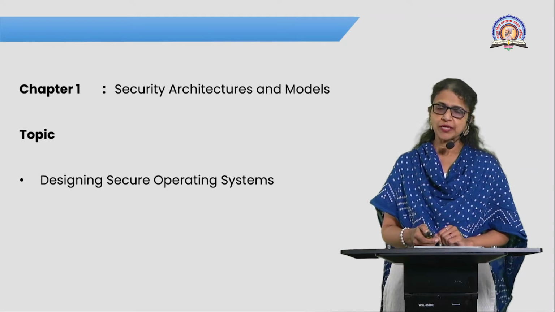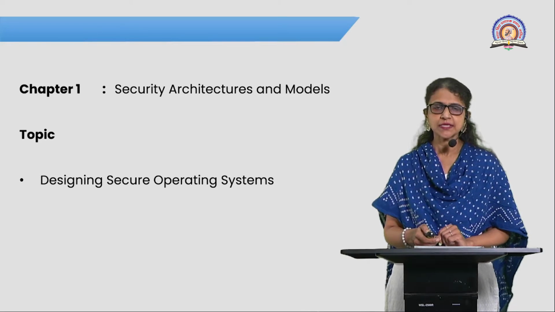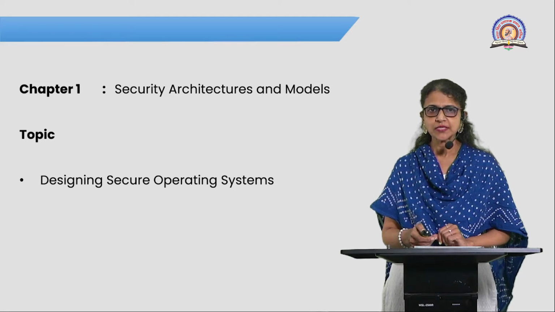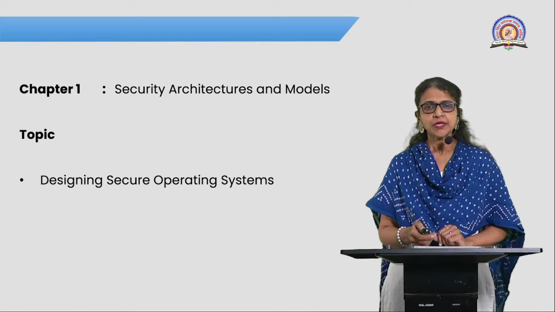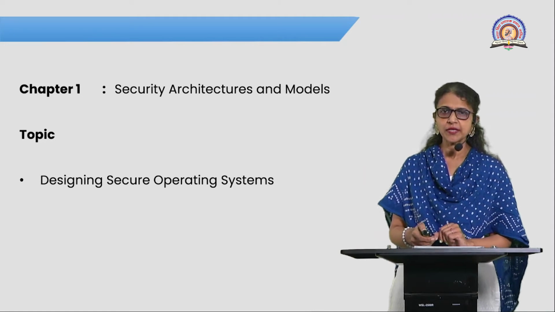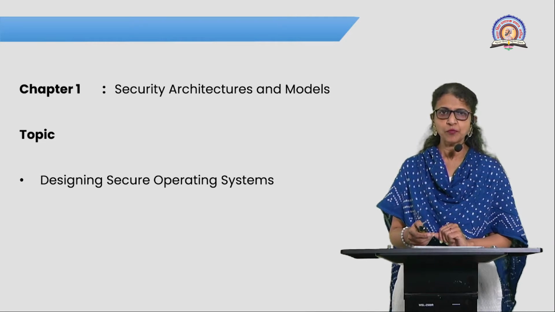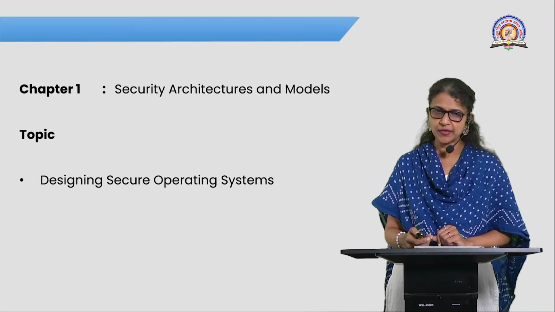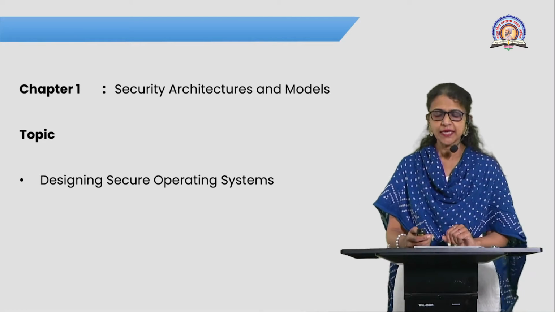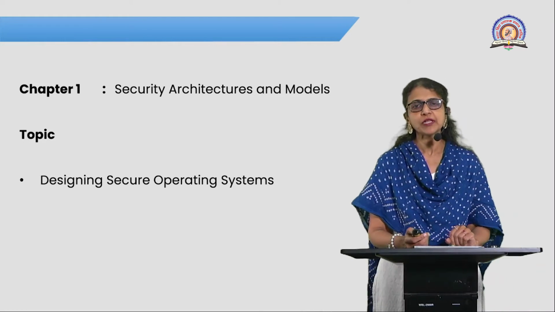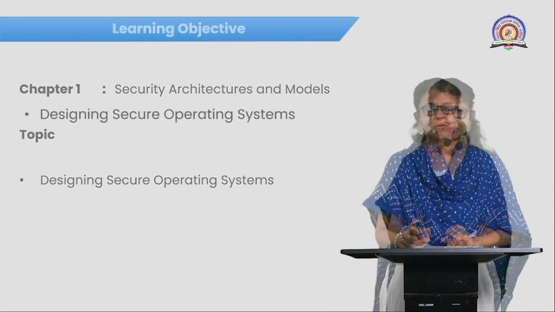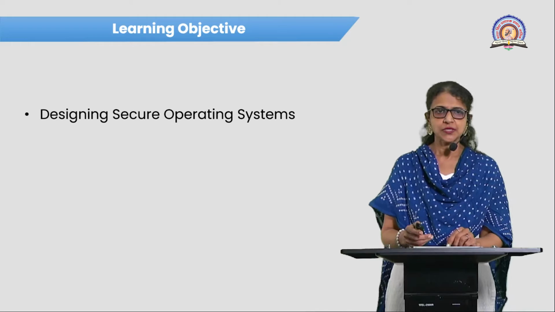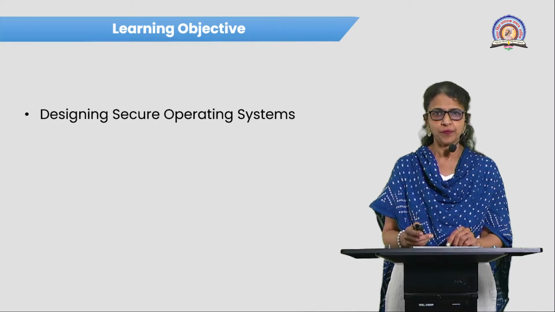Now there are two fundamental concepts in computer security, that is security architecture and model. I can say that security model is the same as the blueprint which will tell us how the security is implemented, and the architecture will exactly follow this blueprint. The basic objective of this session is to design a secure operating system.